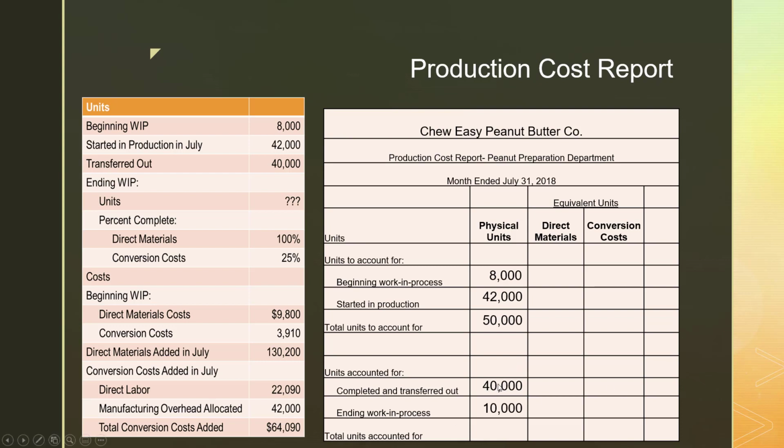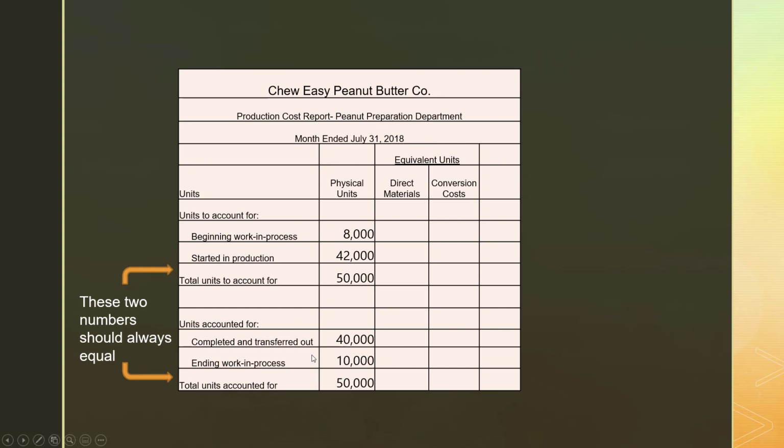But if we know we transferred out 40,000 cases worth of peanuts and we know we're still working on 10,000 when the period ends, that means we've accounted for all 50,000 cases worth of peanuts. Those two numbers have to be the same.